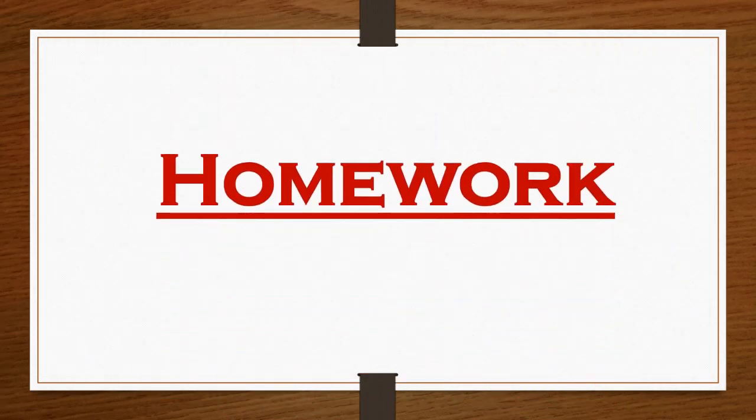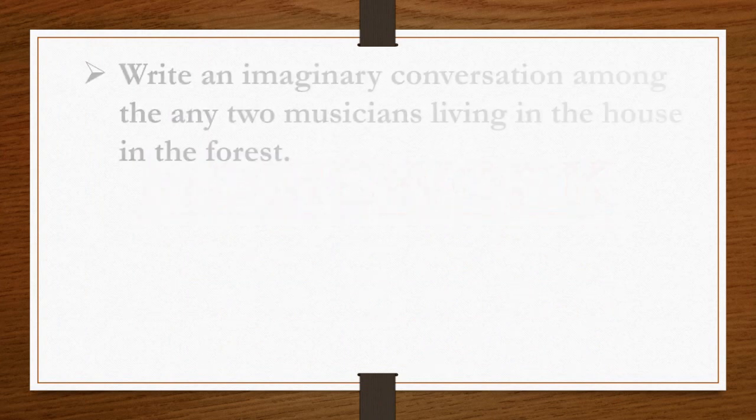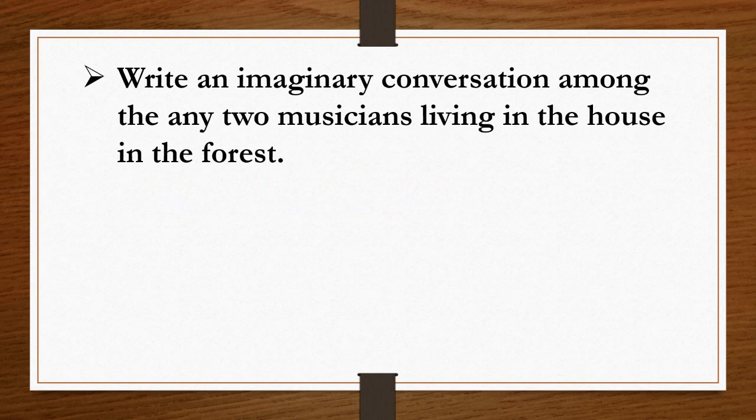So students, it's homework time now. Your homework is to write an imaginary conversation among any two musicians living in the house in the forest. Now students, you can take the donkey and cat, or the dog and cat, or the cock and donkey, etc. So it depends upon you.